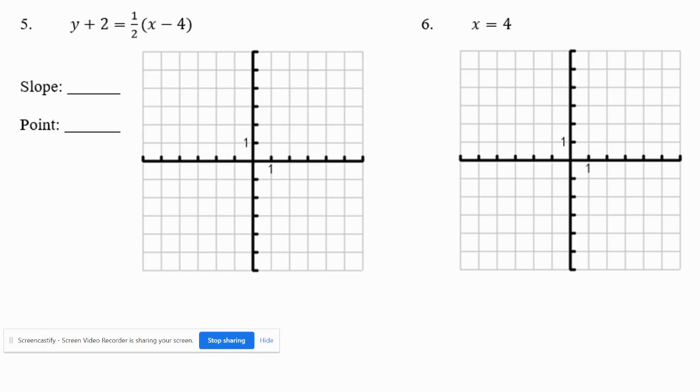All right, number 5, y plus 2 is equal to 1/2 times the quantity x minus 4. This is in point-slope form. The formula for that is y minus y1 equals m times the quantity x minus x1, where m is going to be our slope, so that's going to be 1/2. Our point will basically come from x1 comma y1.